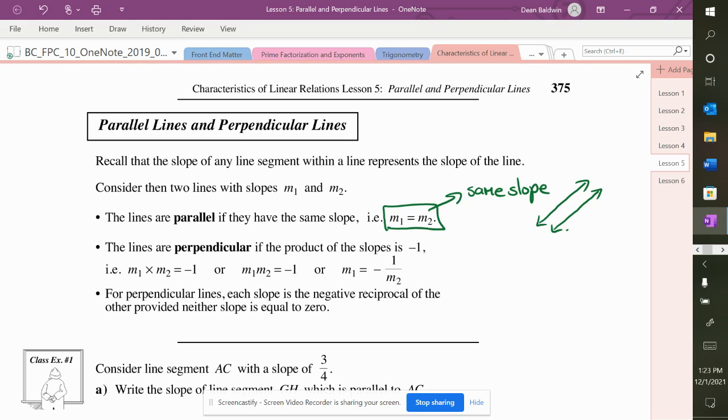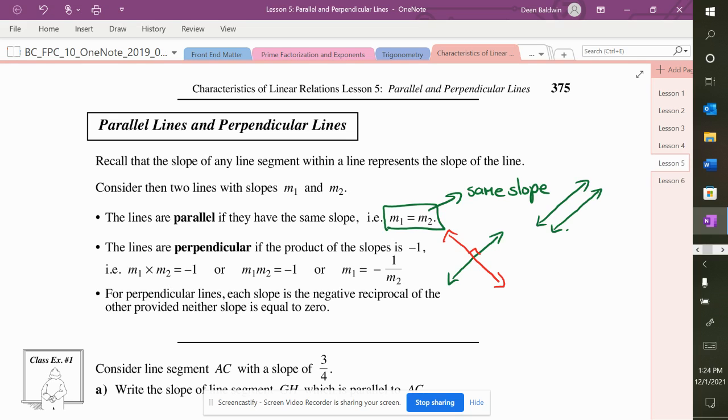But here's an easier way to think about it. Perpendicular lines, do it in a different color, meet at a right angle. Right? Do you understand the little square? That means right angle, 90 degrees. If lines intersect at 90 degrees, they are perpendicular.